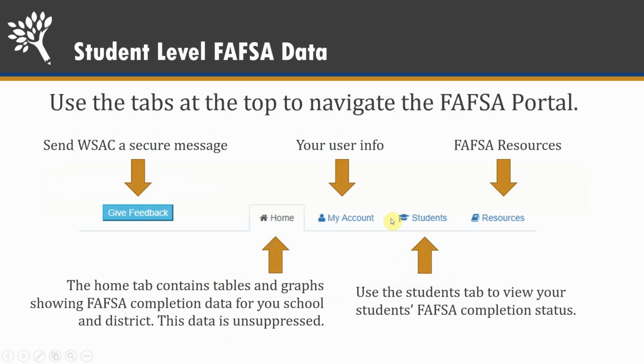You'll use the tabs at the top to navigate the FAFSA portal. This first tab, the Home tab, contains tables and graphs showing FAFSA completion data for your school and district. The data is unsuppressed. This tab will show your user information, which is the information that we have about you that we use to create your account. The Students tab can be used to view your individual students' FAFSA completion statuses. And this last tab, the Resources tab, contains other FAFSA completion resources that might be helpful.